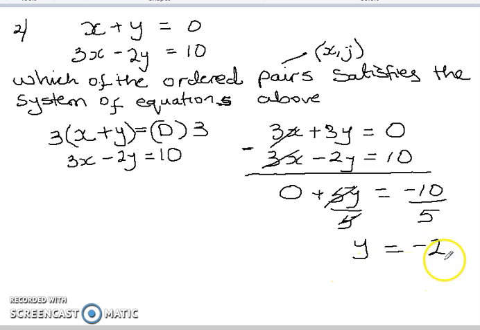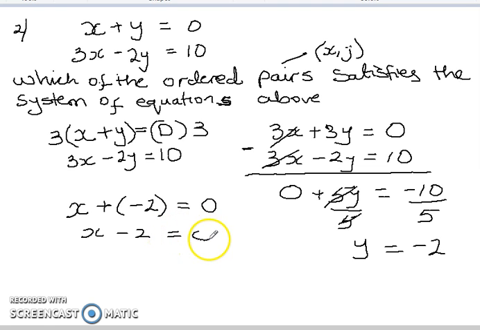Now that we have our first value, to get our second value, we simply substitute this value of y into either one of these two equations. It doesn't really matter. Usually I'll just go for the simplest looking one, so x plus y. So we're going to make that x plus minus 2, which is the value of y we got down here, is equal to 0. That gives us x minus 2 is equal to 0.